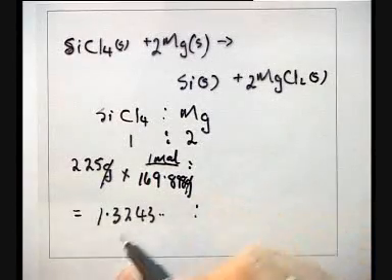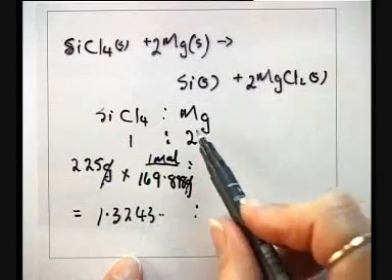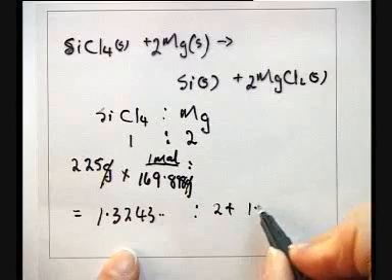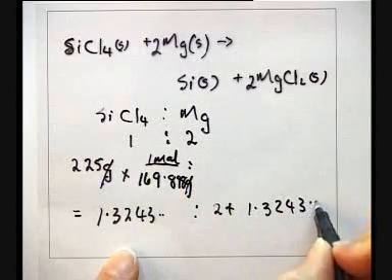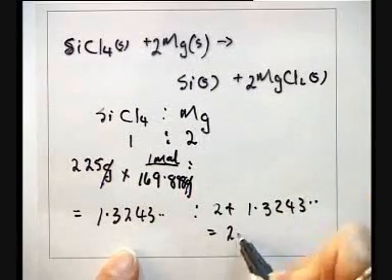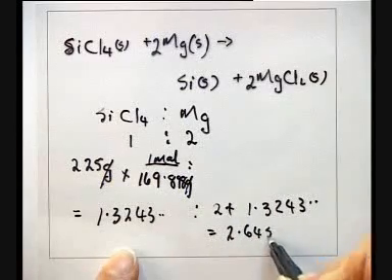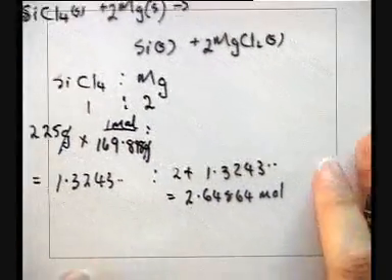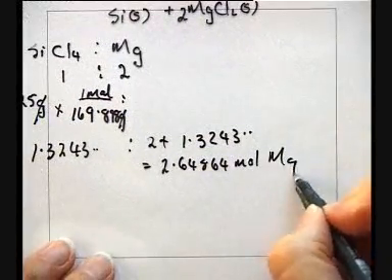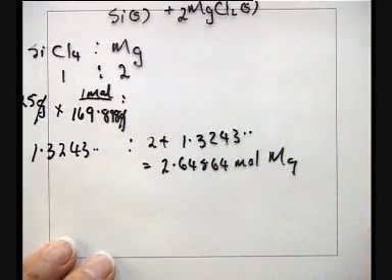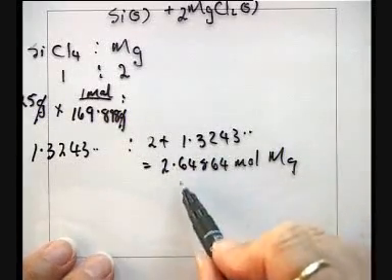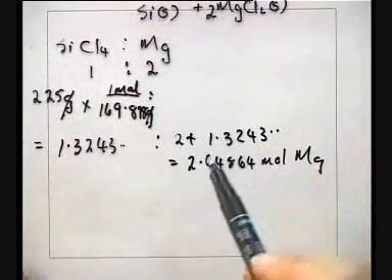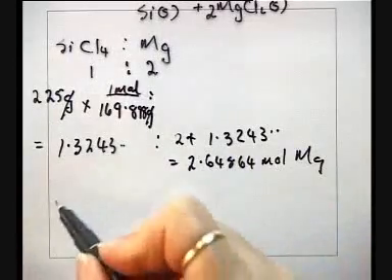You will need twice this amount of magnesium. So you will need 2.64864 moles of magnesium. What you need to ask yourself is, have I got enough magnesium to react with all the silicon tetrachloride? Have I got 2.6 moles of magnesium?